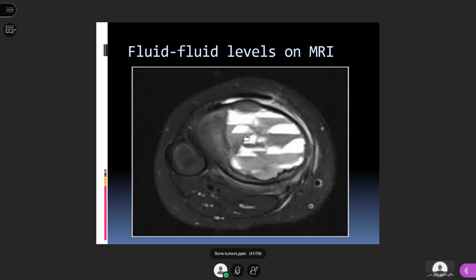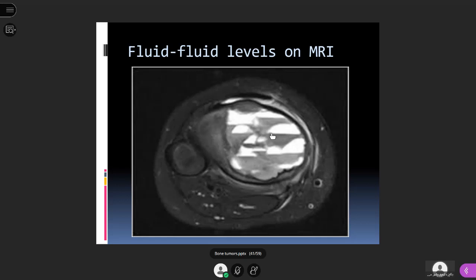Fluid component, where some of the fluid is white and some of the fluid is black. Why is it so? Why is it not of the same color? Because blood of various ages appears differently on MRI. If it is fresh blood, the appearance is different. If it is old clotted blood, the appearance is different.